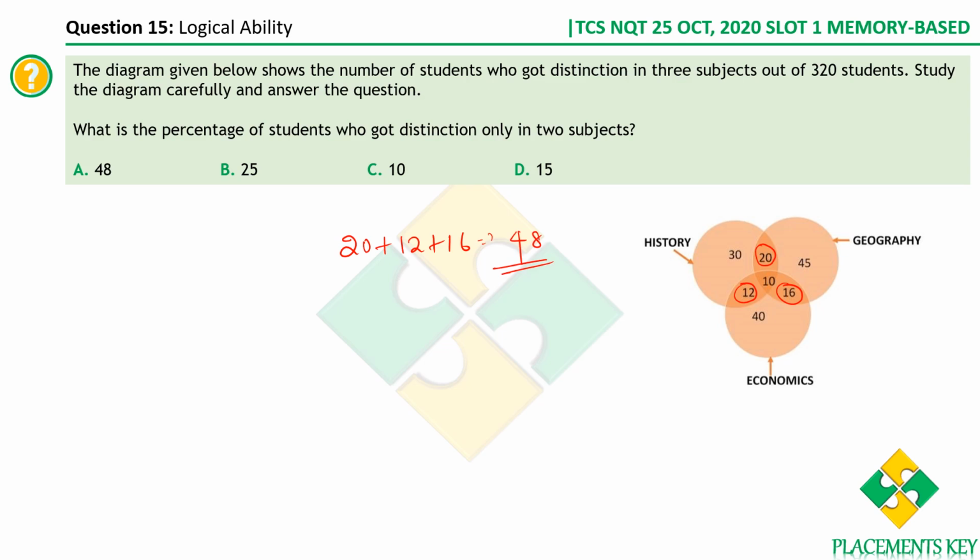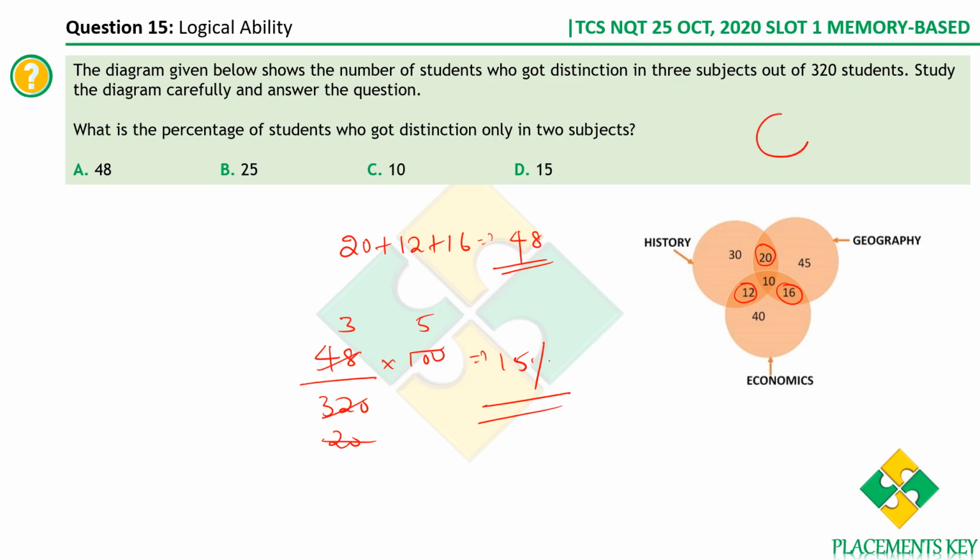Therefore we are supposed to take it as a percentage of the total number of students. So 48 upon 320 is the total, right? Into 100. 16 20s, 16 3s, you have 21 25s, so you get it as 15%. Therefore 15% of the students got distinction only in 2 subjects.